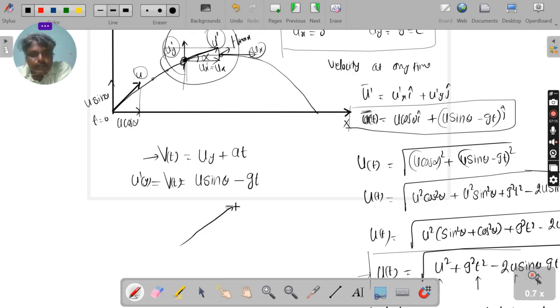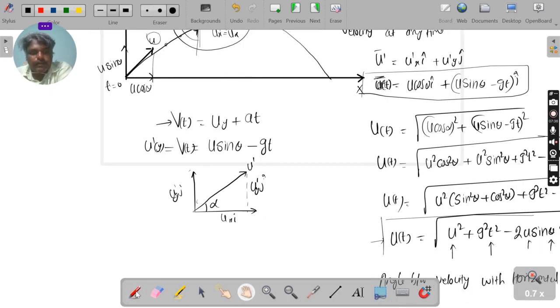This is like u dash. This is a horizontal velocity u x i. This is a vertical velocity u dash y j. This is angle alpha. So tan alpha is equal to vertical component by horizontal component, u dash y j divided by u dash x i.